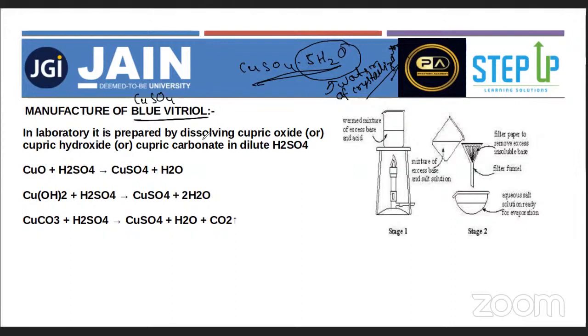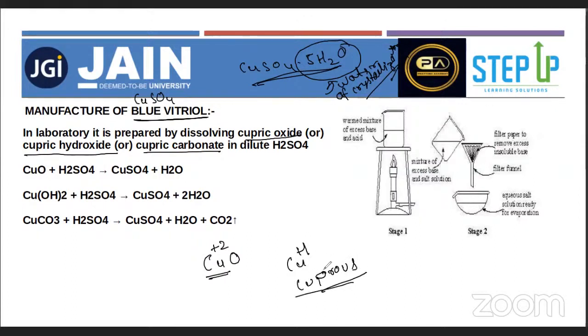In the laboratory, it is prepared by dissolving cupric oxide or cupric hydroxide. Now, what I'm writing is cupric. All three I've given. Cupric, again copper is there, copper oxide in the +2 state. That's why I'm writing cupric. Copper also has a +1 state, known as cuprous, which is less common.